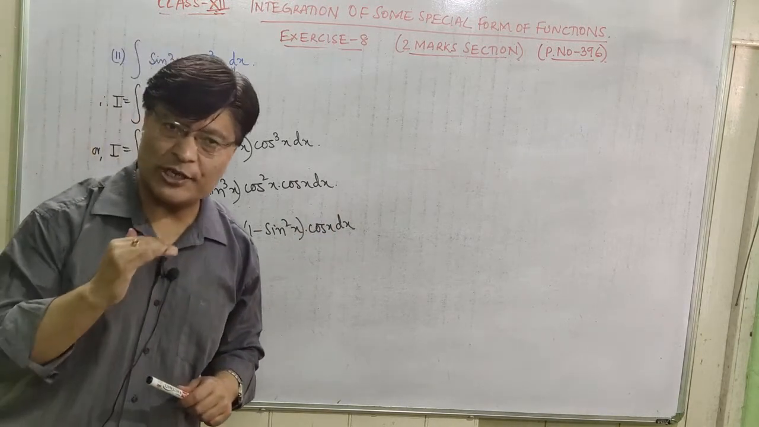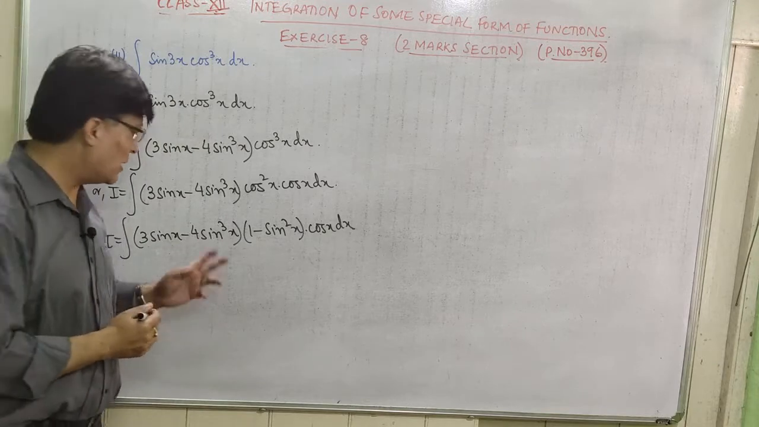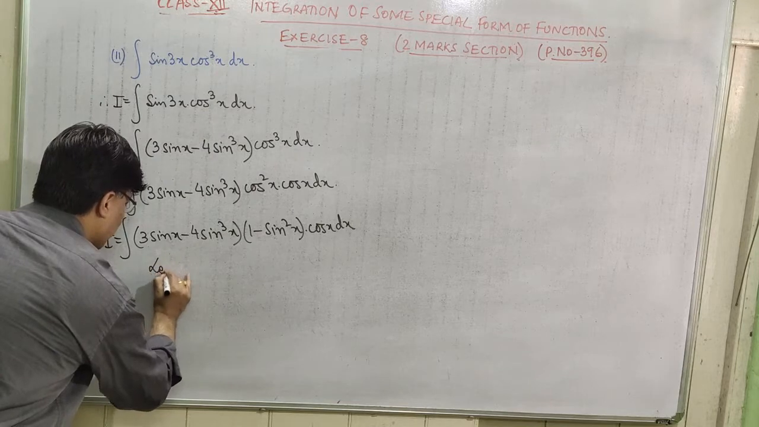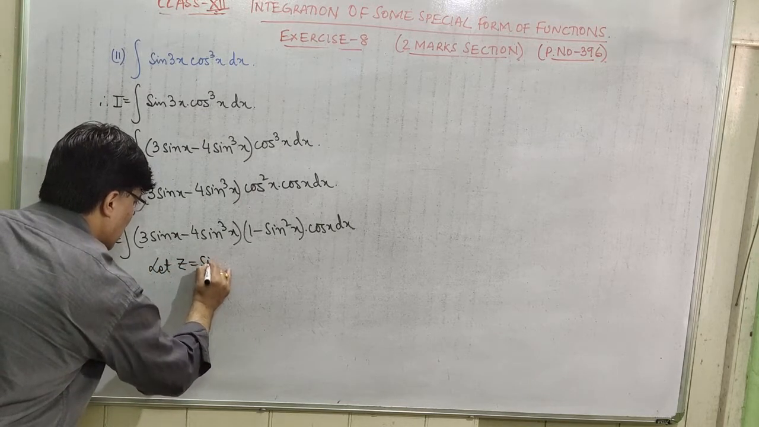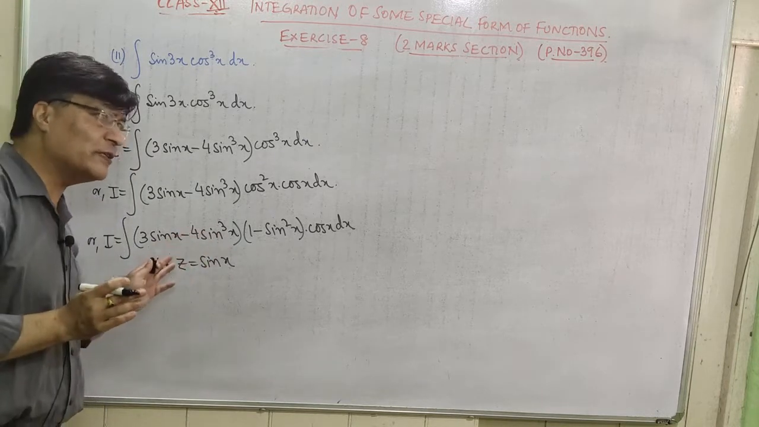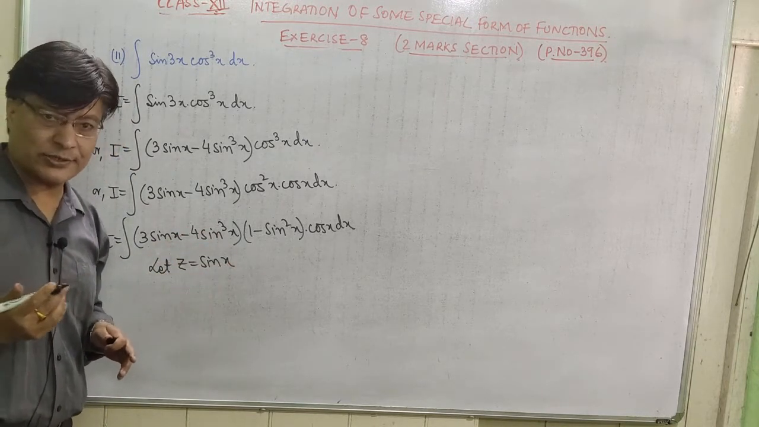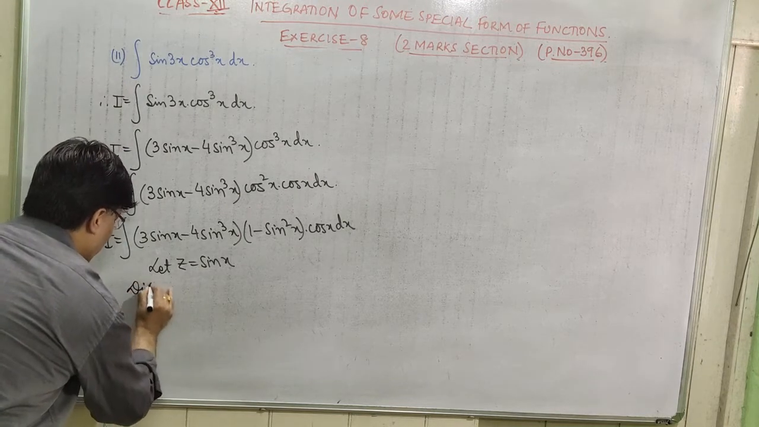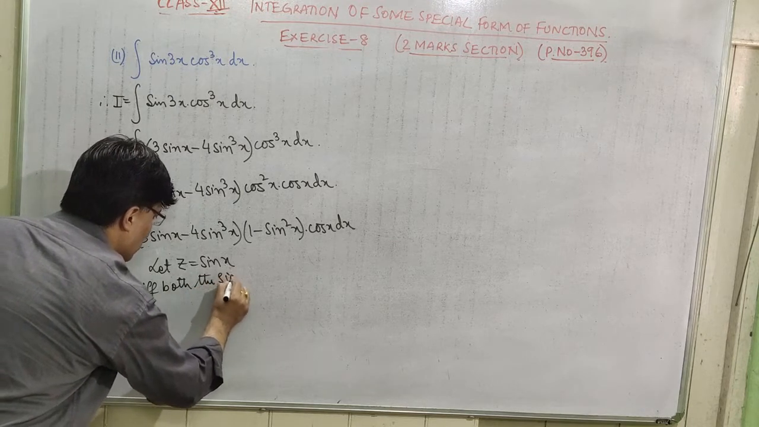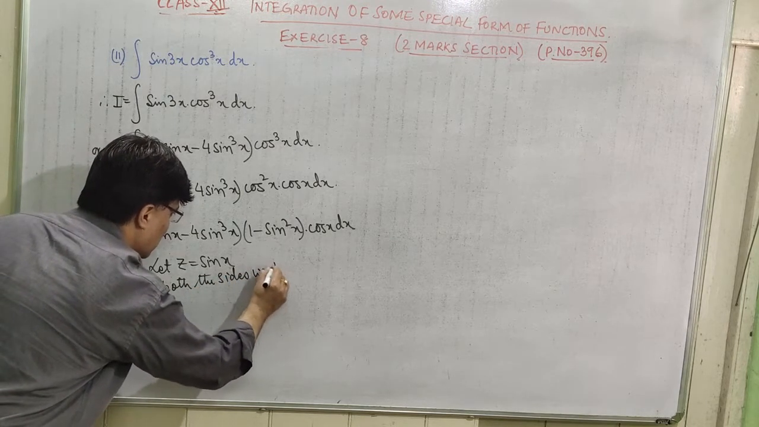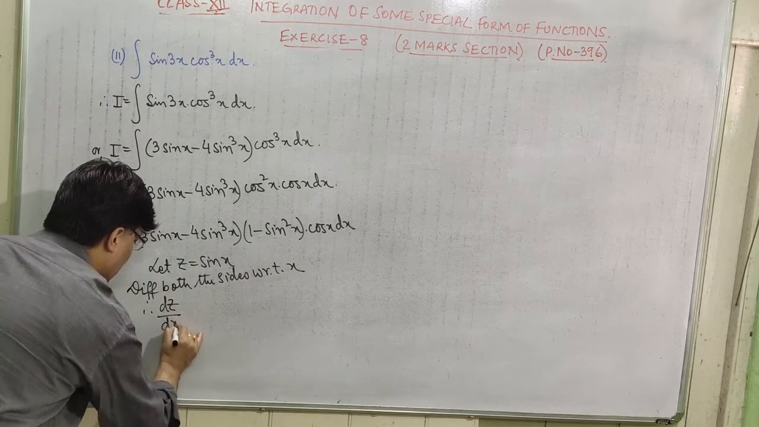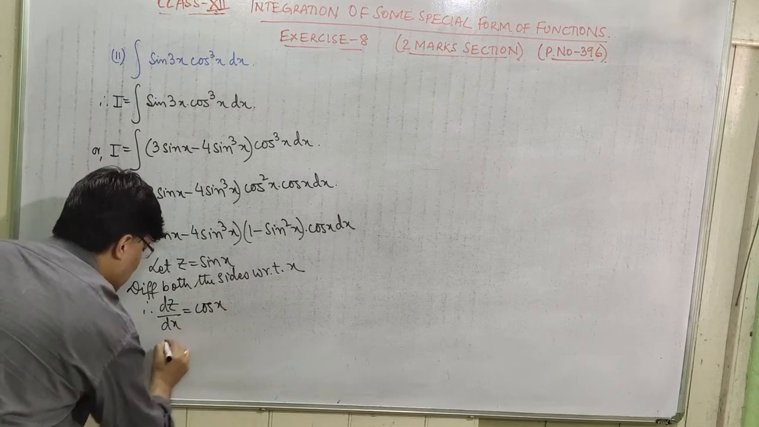And you know that the differentiation of sine x is cos x. So let us assume this sine x as z. Okay, so let z is equal to sine x. Now since this is the method of substitution, that is z is equal to sine x, you have to differentiate both the sides with respect to x. Therefore dz by dx is equal to cos x.